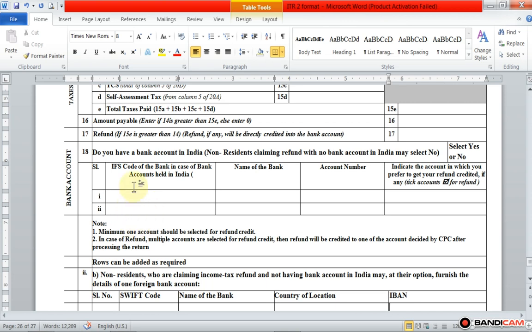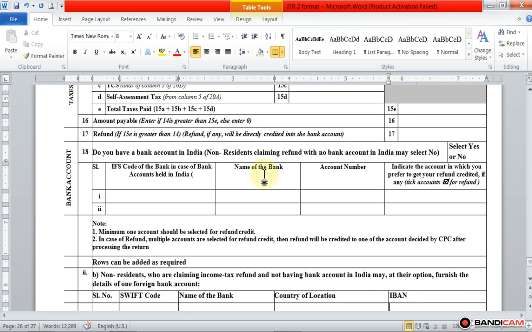So here if the assessee has provided more than one bank account, then he will tick mark the appropriate bank, or as per their choice they can select the bank for refund of income tax.